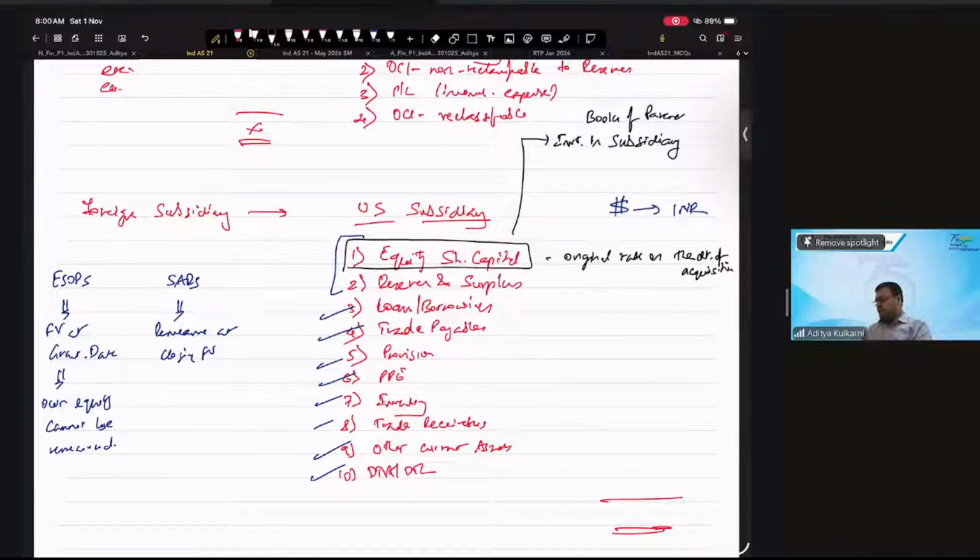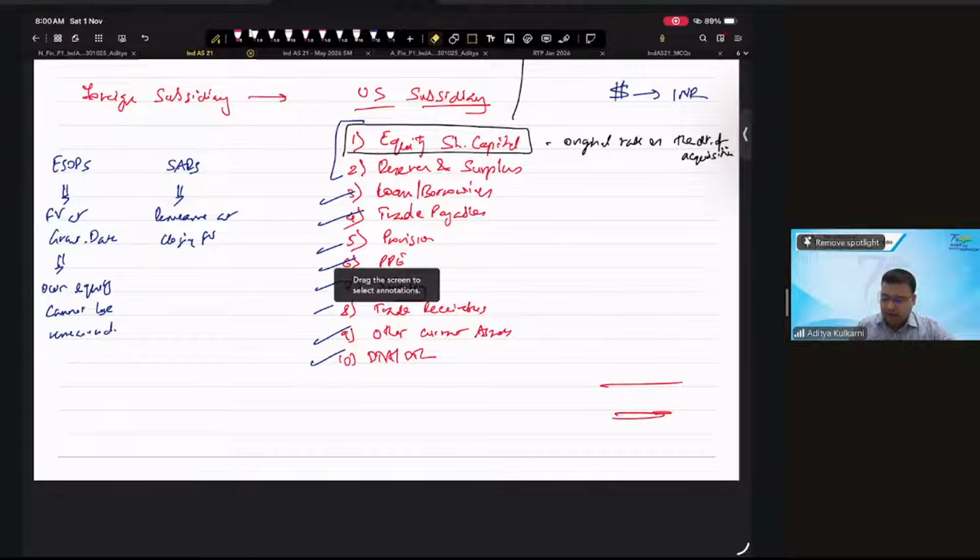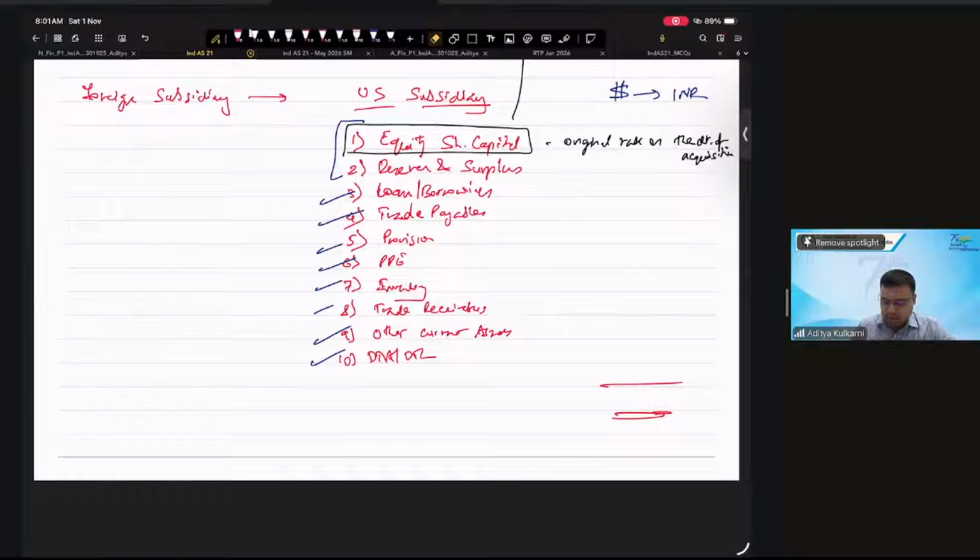Okay. All right. Consolidation, you people have not yet studied, I presume. But you must have studied a little bit. In intermediate, you have studied AS 21. Geeta and Leela, you have studied consolidation, right? Yes, sir. Okay. Fine. I will not touch into a lot of details. I will touch only into basic things.